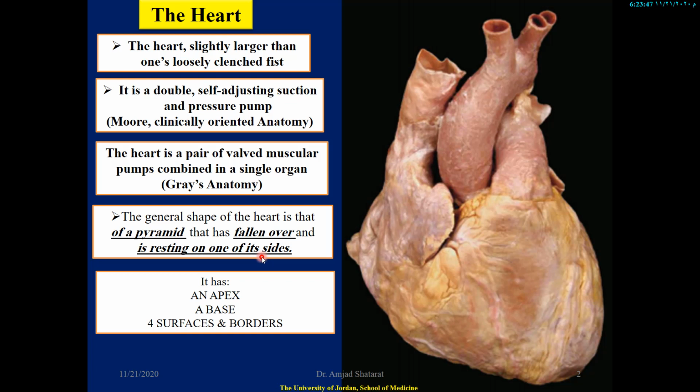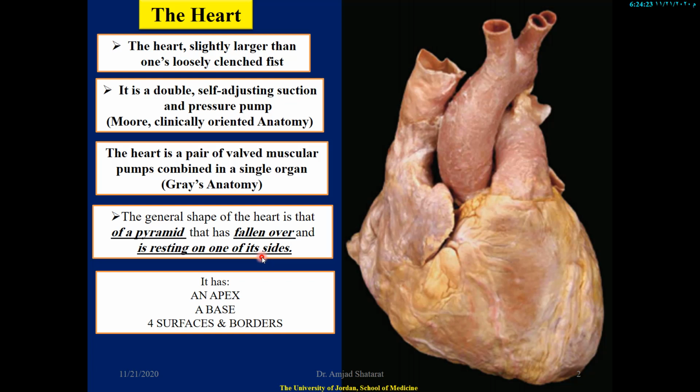In our case here, it is the diaphragmatic surface. Although this information is very simple, sometimes students are challenged by understanding where the apex is, where the base is, etc. In the next couple of slides, I will do my best to explain this to you.